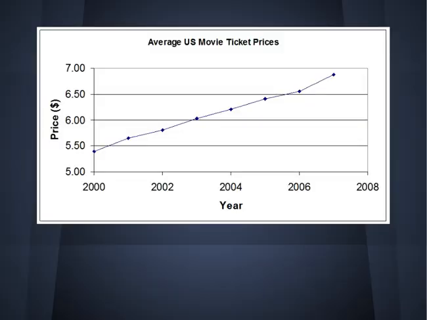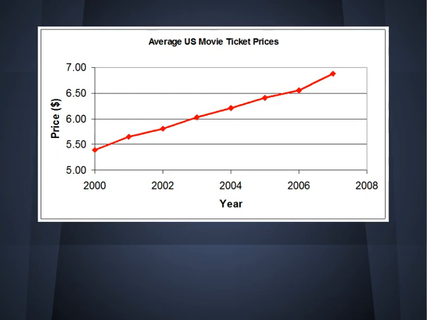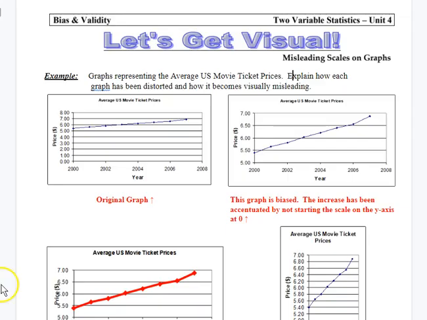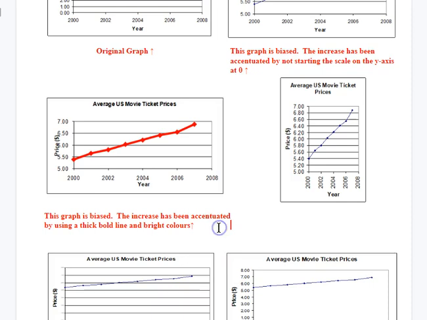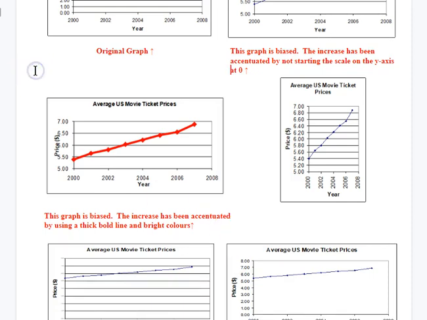Now, if you go back to this graph, we're going to change it so that it might make the increase look even more noticeable. And what we've done here is we have changed the line color to red, and we have made it bolder. So this is what it looked like before, and this is what it looks like now. Making your graphs colorful with bright colors like red and bolding it draws your attention to the increase. So in your notes, the next section will show here, you can write, this graph is biased. The increase has been accentuated using a thick, bold line. And not only that, but you're using bright colors. So you can write that down.